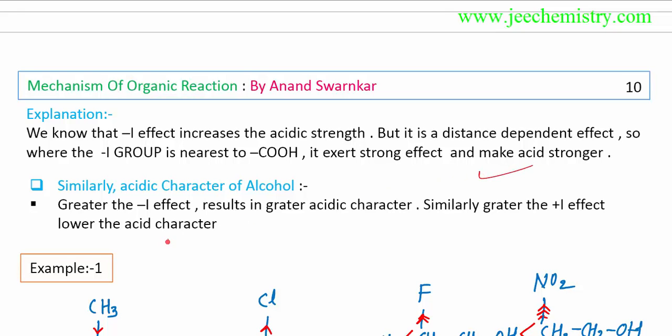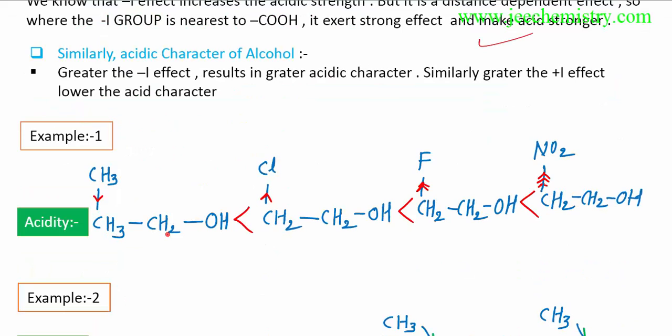Similarly, consider the acidic character of alcohols. We have learned about the acidic character of carboxylic acids; now we will learn about the acidity of alcohols. The similar things will apply in alcohols. Here is an alcohol, here is an alcohol, and here are two more. All these compounds are alcohols, but they have different I groups connected. These three have a minus I group, but this one has a plus I group.